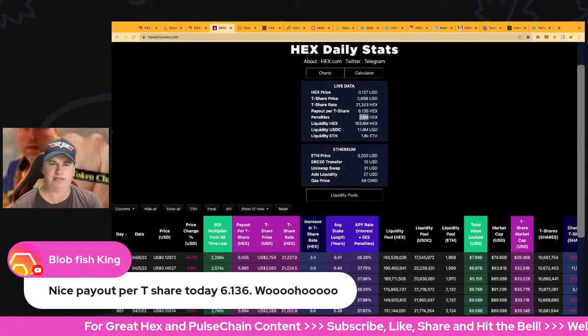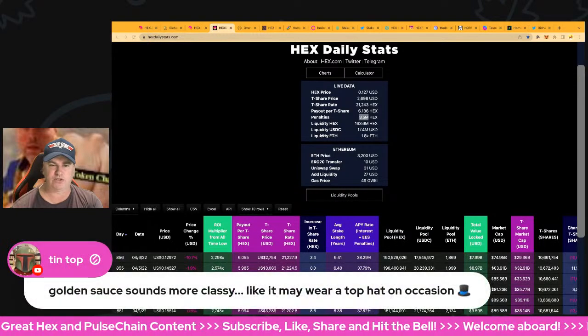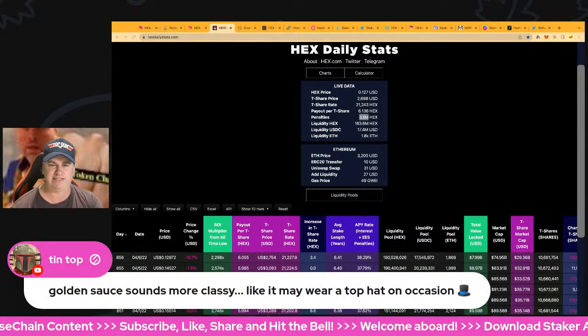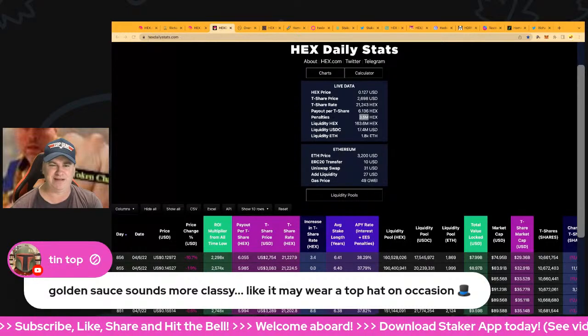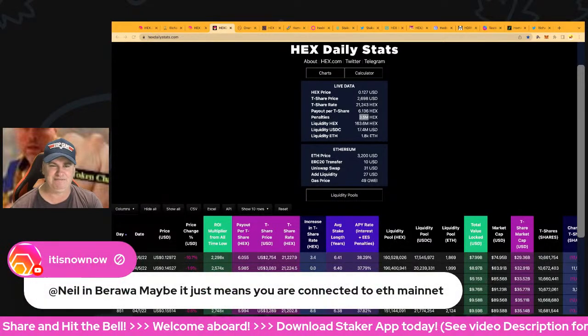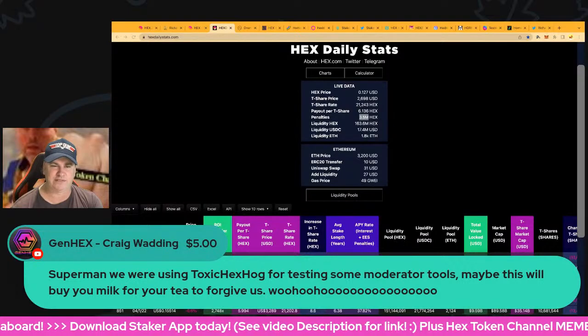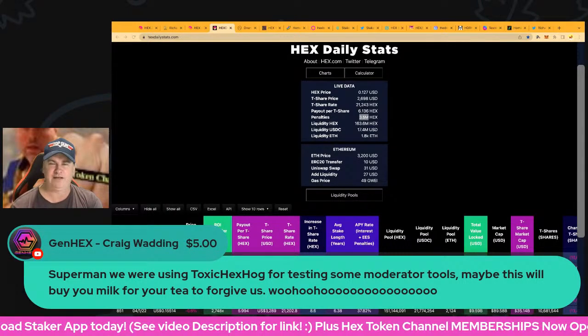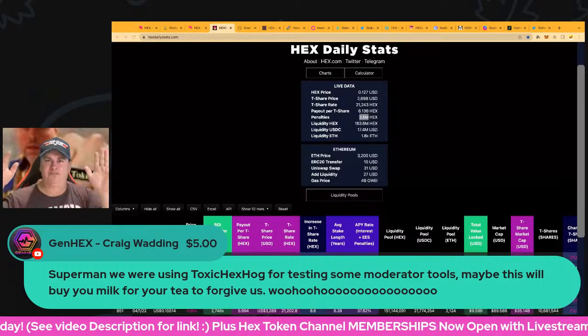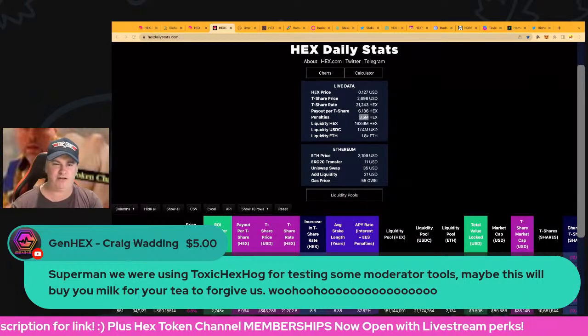Tintot says golden source sounds more classy. Like it may wear a top hat on occasion. That's true, Tintot. I like that. Cheers, Dingo. Hey, Craig Wedding, $5 super sticker for what we got. Is that for the coffee? Appreciate it. Got to bow down to the Craig for the super sticker as an honor.